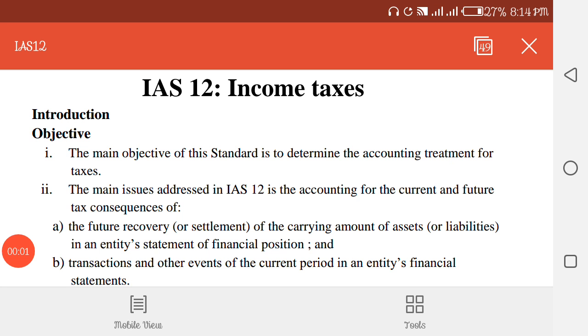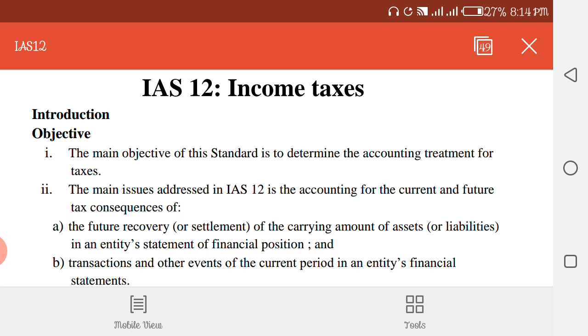Okay, good evening, everyone. Tonight we're looking at financial reporting (FR), and our topic for tonight will be IAS 12 income tax. Income tax is one of those standards under disclosures, and this standard is very important as long as we want to write financial reporting.